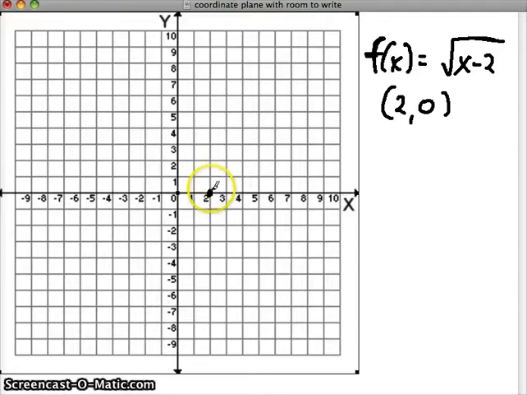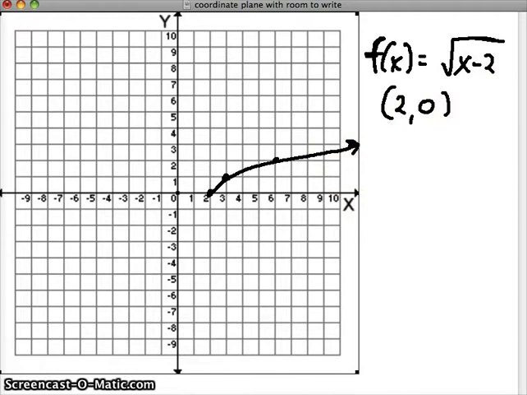I know that my shortcuts for graphing square root functions are up 1 over 1 to get the next point, and then from here I go up 1 over 3, and from there I go up 1 over 5. 1, 2, 3, 4, 5. So not quite on the graph, but there it is. Alright, so that's basically the idea of our function here.